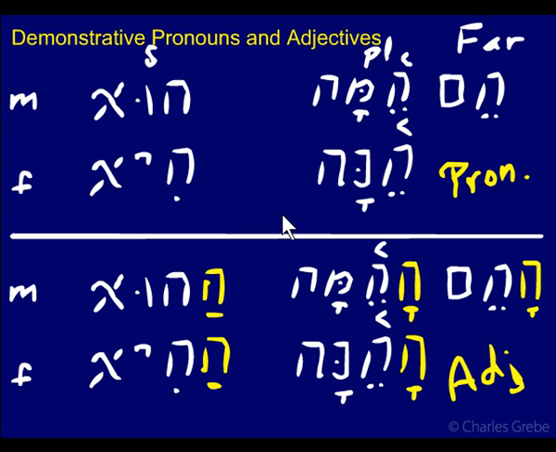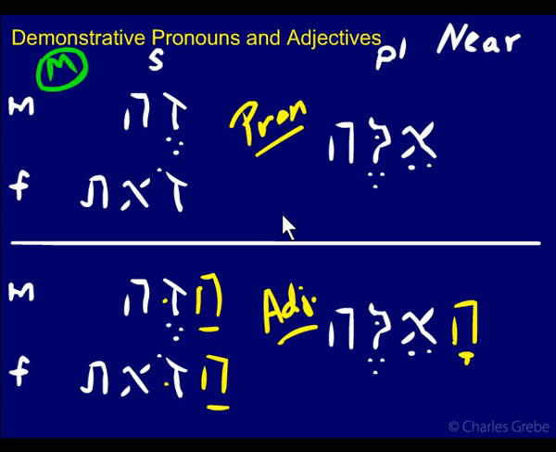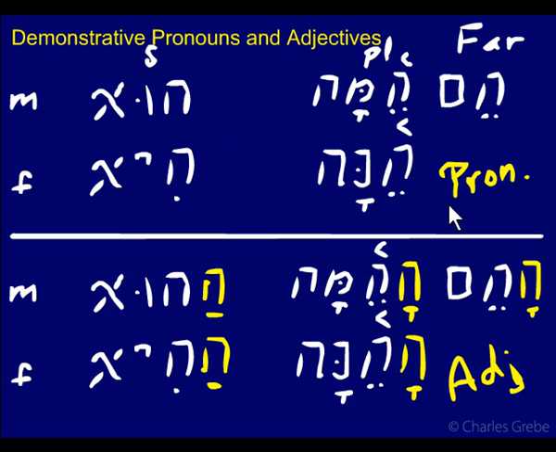But what you need to memorize here for this is really these ones here, your near demonstratives, ze, zot, elle. And then remember that your far demonstratives are borrowed from your independent personal pronouns. And I suppose you need to know these because it only uses the long form for the feminine.